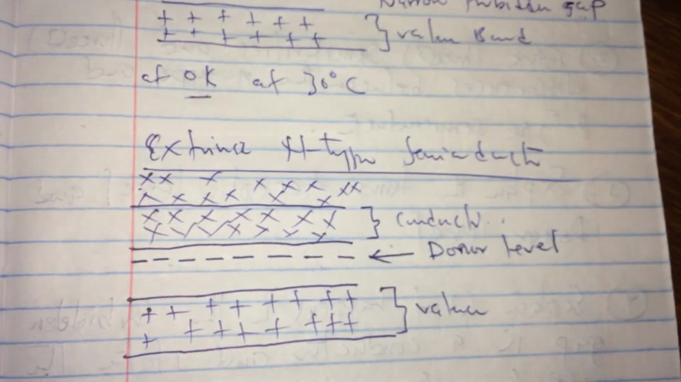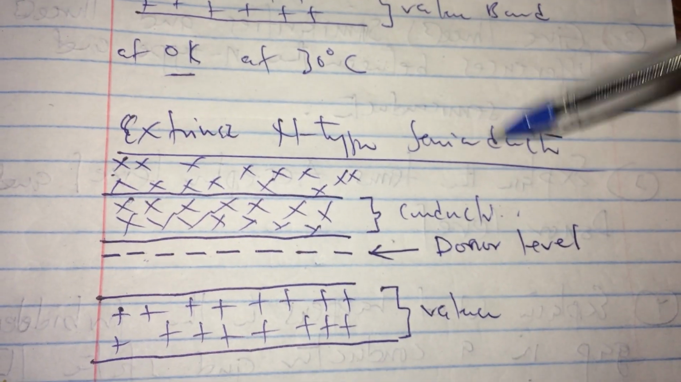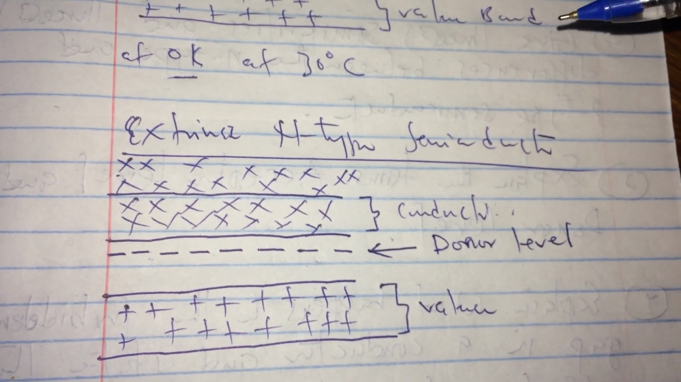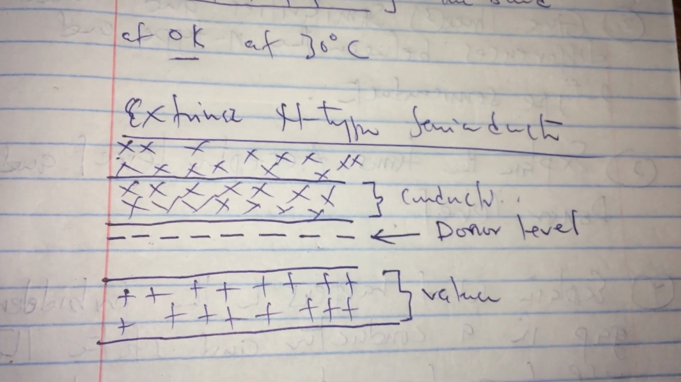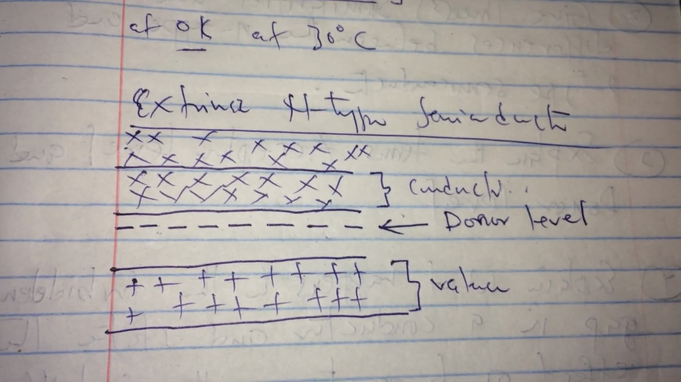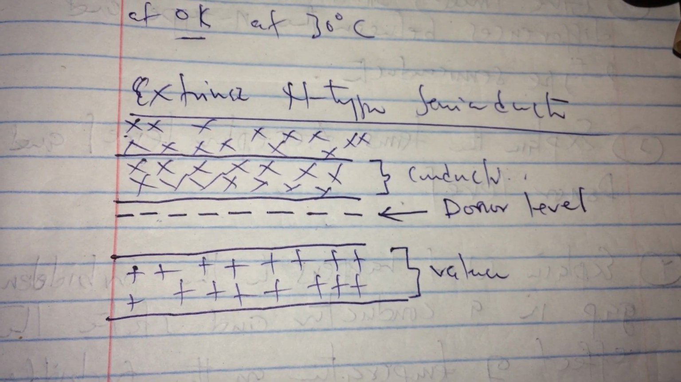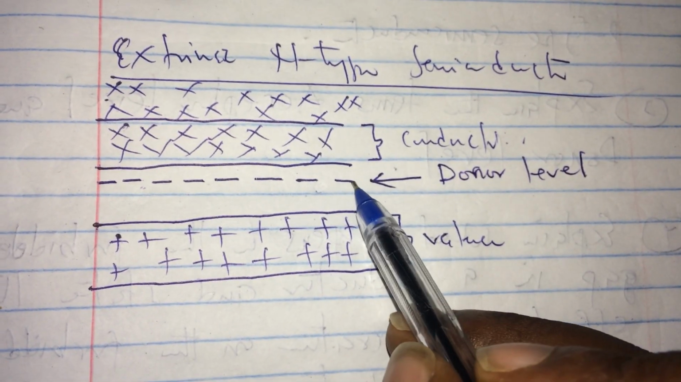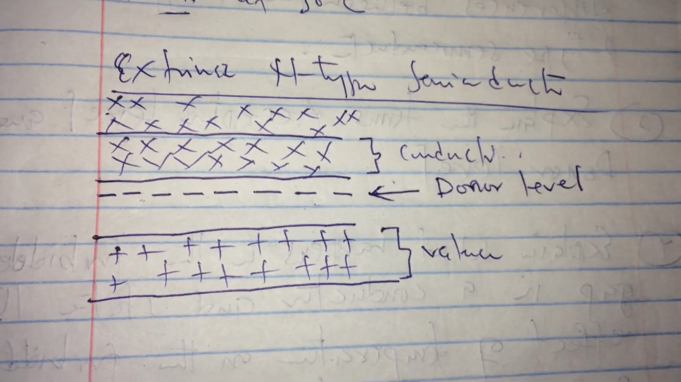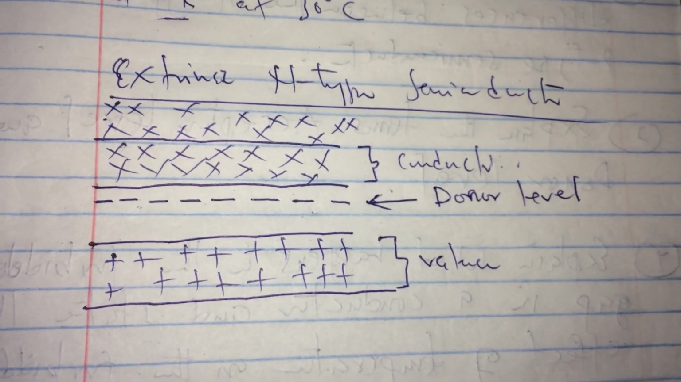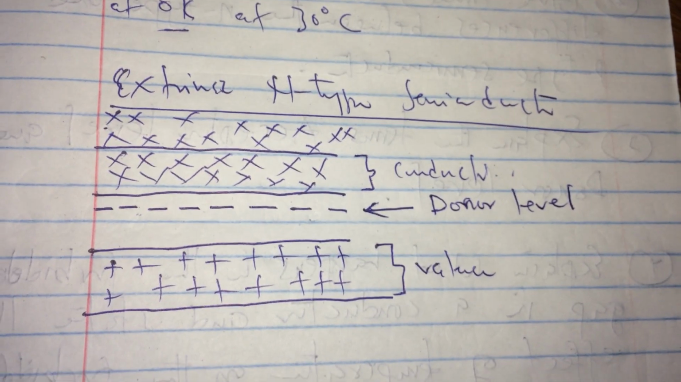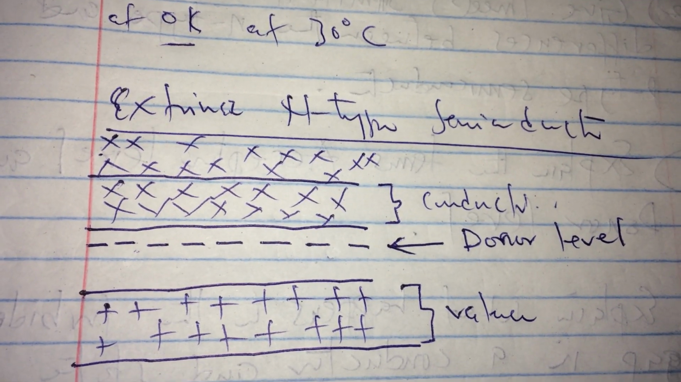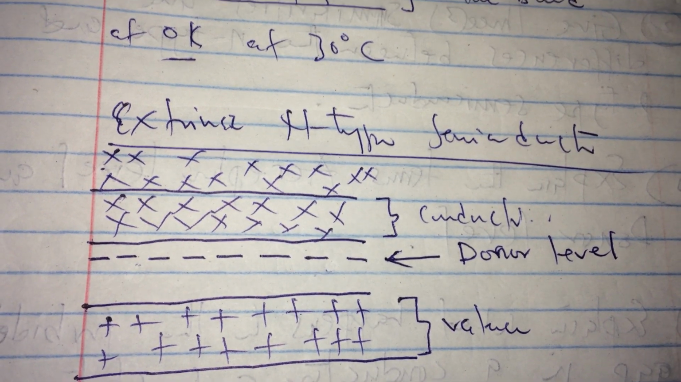If I come to the extrinsic, we have two types. We have the N type, meaning that there is more negative than positive. Now what happens with the N type is that the majority charge carriers create what we call a donor level. Remember, I've already explained that for N type, there are more electrons and they are there to donate. So it creates a donor energy level.